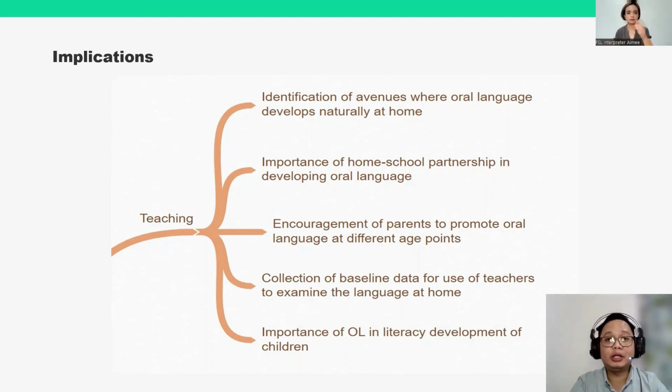What are some of the implications for teaching of the results of this semi-systematic review? First, we found that we need to identify avenues where oral language develops naturally at home. We also need to recognize the importance of home-school partnerships in the development of children's oral language. We also need to encourage parents to promote the oral language of their children at different age points. For teachers, they need to collect baseline data in order for them to be able to examine the language that children use at home. Finally, we need to recognize the importance of oral language in the literacy development of children.